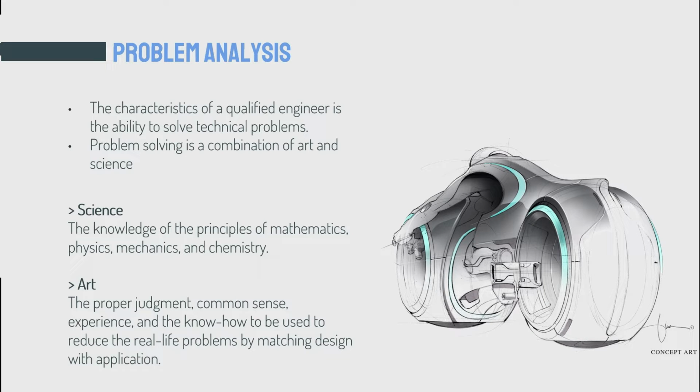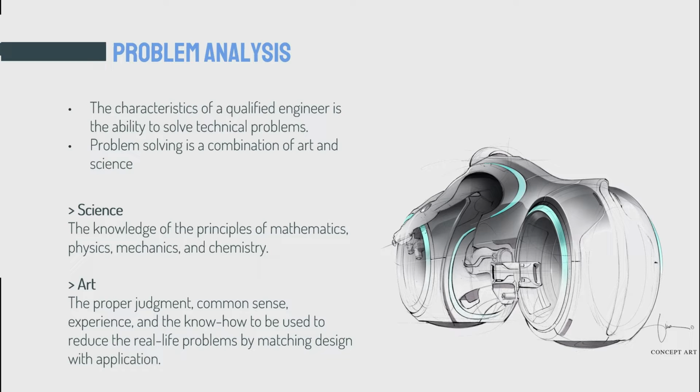Now, for problem analysis, as a qualified engineer, we expect certain characteristics out of you. One of those characteristics is the ability to solve technical problems. And you need to know that problem solving is a combination of art and science. Why do we say art and science? Firstly, we need to identify the meaning of science and the meaning of art.